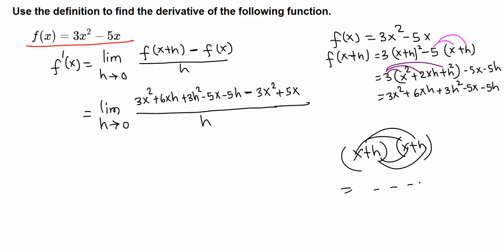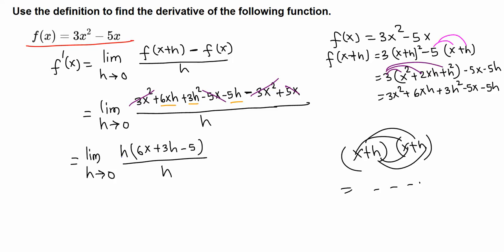Okay, let's simplify the top. 3x squared and 3x squared cancel. 5x and 5x cancel. Then we have h on the bottom. There are three terms left: 6xh, 3h squared, minus 5h. Now let's factor h out so that we can cancel with the bottom. Do not cancel anything yet. Okay, factor, then cancel: h times 6x plus 3h minus 5. Now we can cancel h from top and bottom.